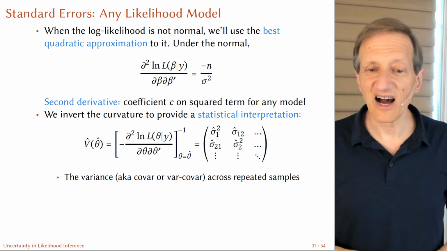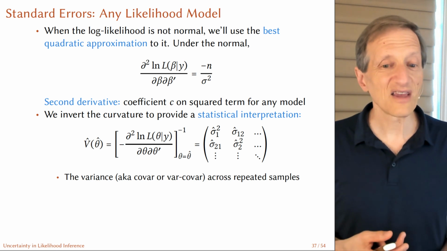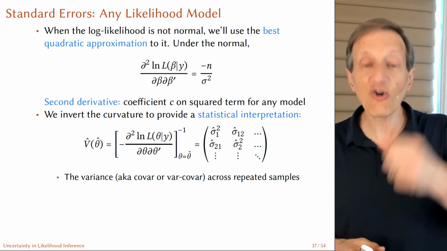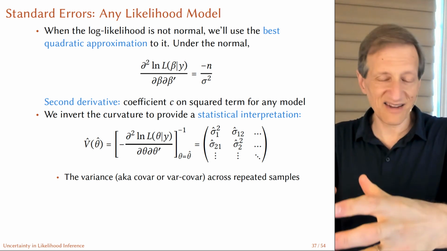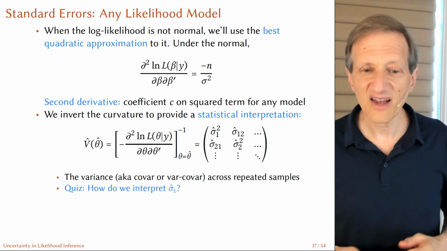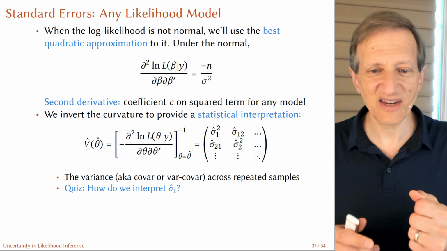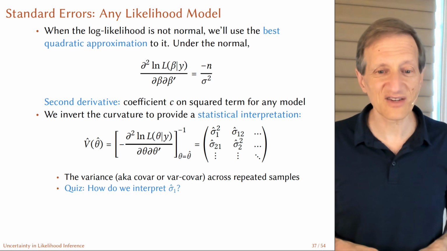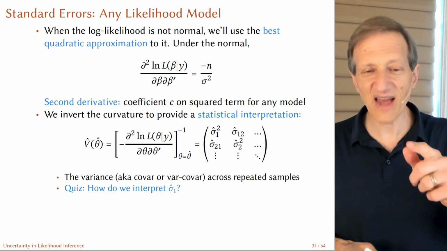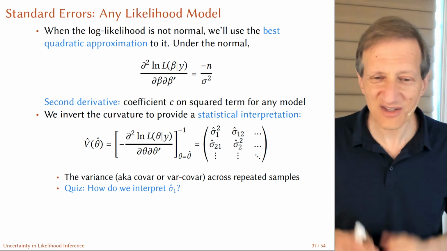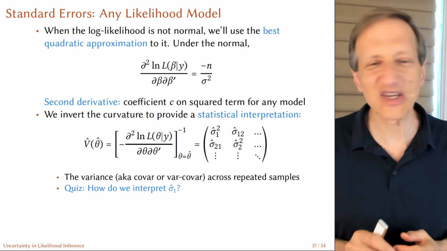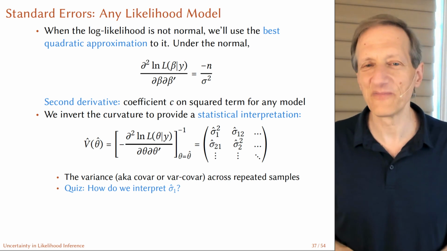Okay, it's the variance of that vector of estimates across repeated samples of the data set from the same data generation process. So here's a quiz. How do you interpret, if I gave you the numbers for these things, sigma hat 1? So what's sigma hat 1? You could pause, think about that, and tell yourself what sigma hat 1 is.